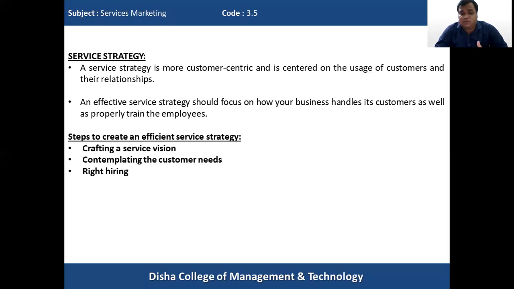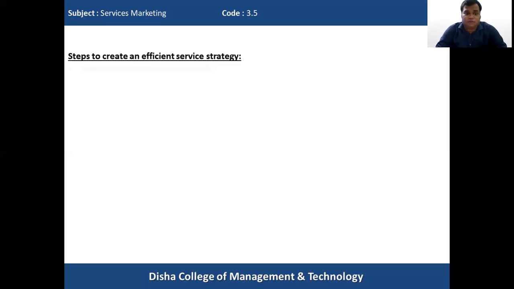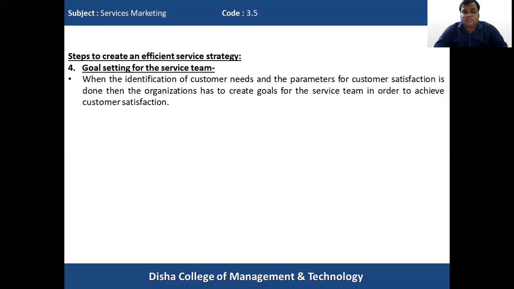Now moving to other points, the other steps that are required in order to create an efficient service strategy. Let us start with the fourth point, that is goal setting for the service team. What is that? When identification of customer needs and the parameters for customer satisfaction is done, then the organization has to create goals for the service team in order to achieve the customer satisfaction.